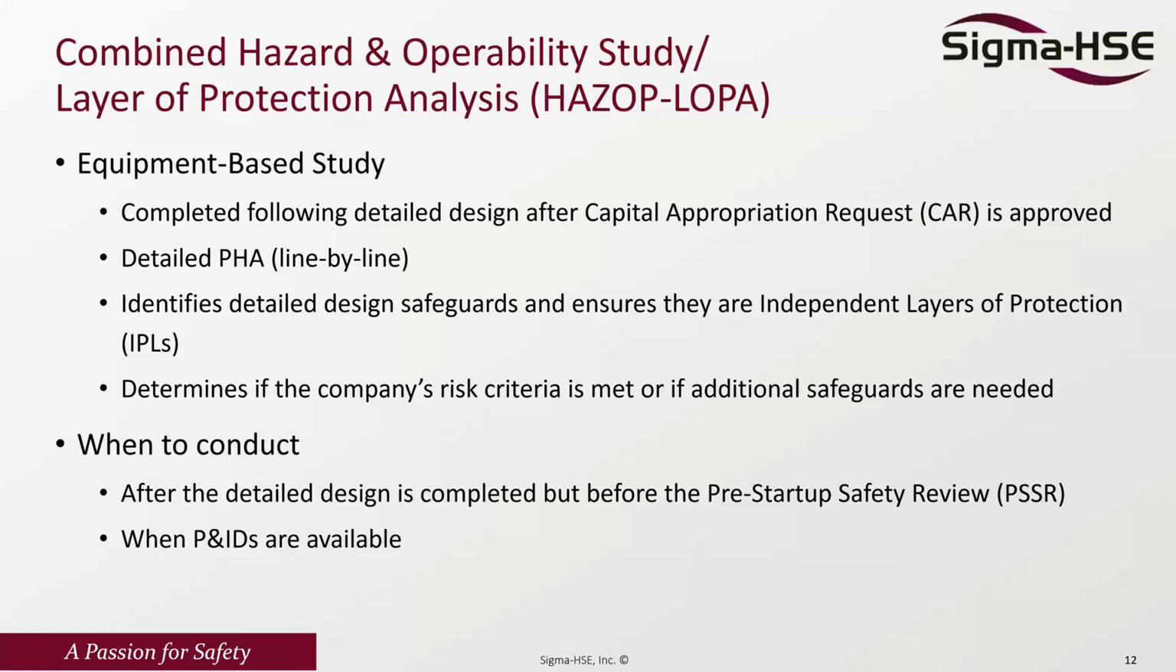This is completed following the detailed design. After the capital approval, it's a detailed line by line, vessel by vessel safety study. It identifies the detailed design safeguards and, more importantly, ensures that they are independent layers of protection so that credit can be taken for them. That is, they are not subject to common cause failure. At this point in the project, we should be pretty close to getting to the company's acceptable risk criteria. And if we're not there, we will add additional safeguards as needed.